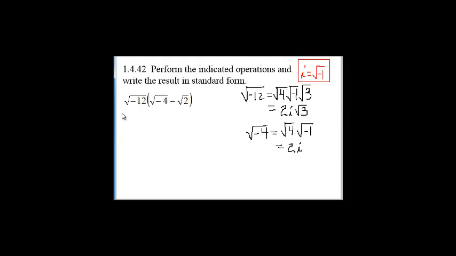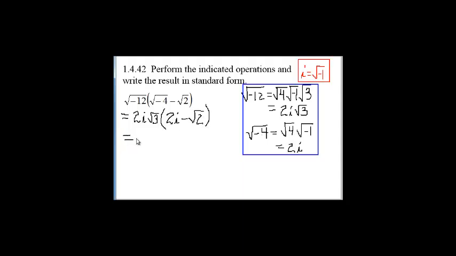So now we're going to come back to our problem. Now that we've broken things down, we are going to replace the square root of negative 12 with 2i times the square root of 3. And we're going to replace the square root of negative 4 with 2i. And we didn't need to make any changes to the square root of 2. And now we're going to apply the distributive property.